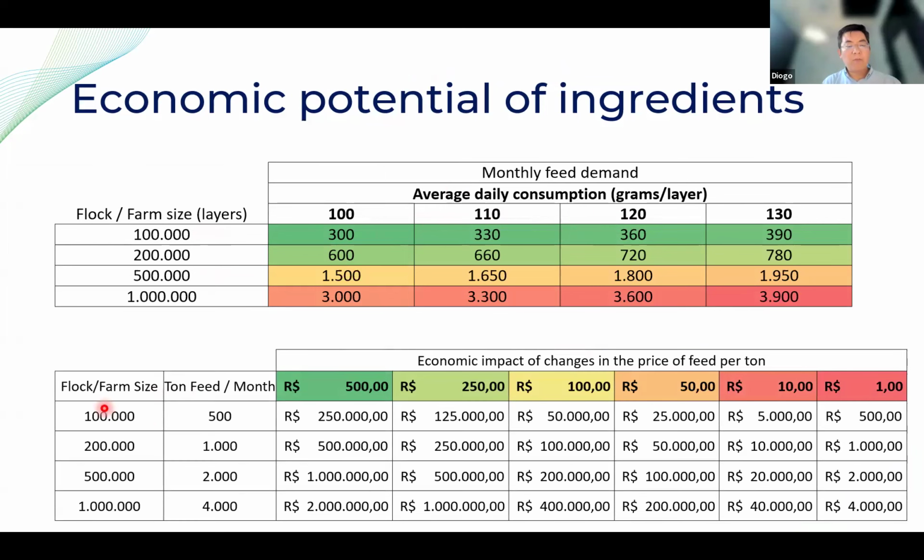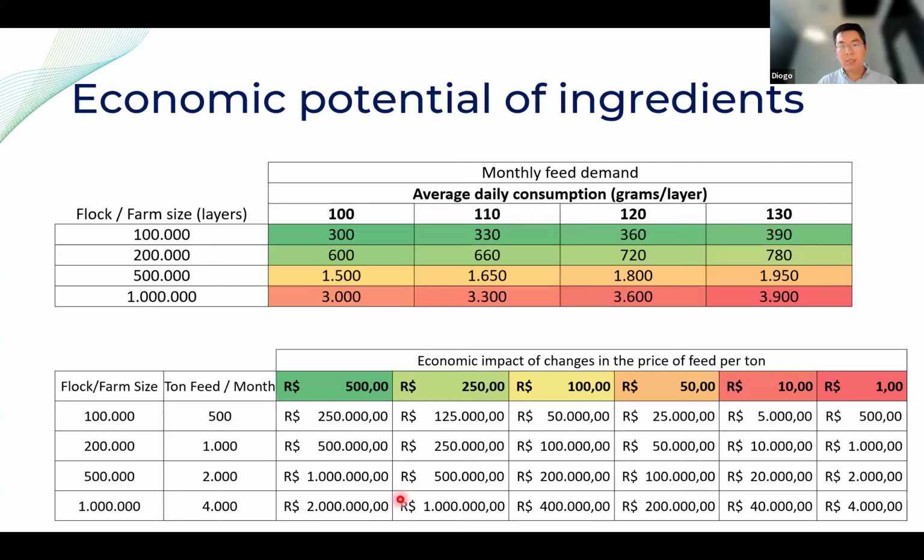Based on the flock size, the total feed that we need to produce monthly, and how much money we are saving per ton of feed, we can have an estimation. In this example, I'm basing it on the Brazilian real, but the same mathematics is valid. It does not matter if it's US dollars or euros or yen. The logic is the same.